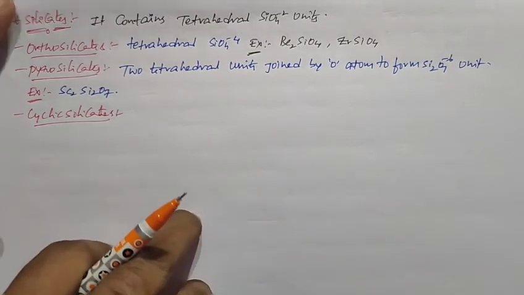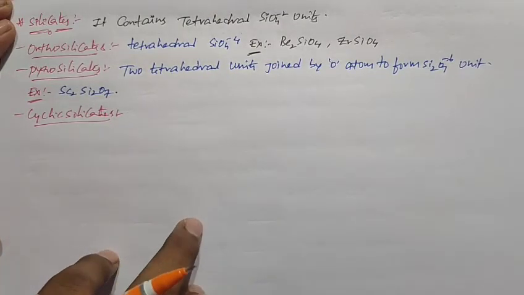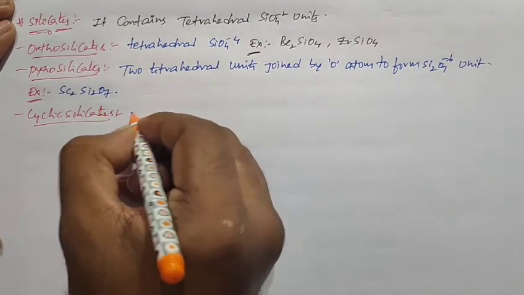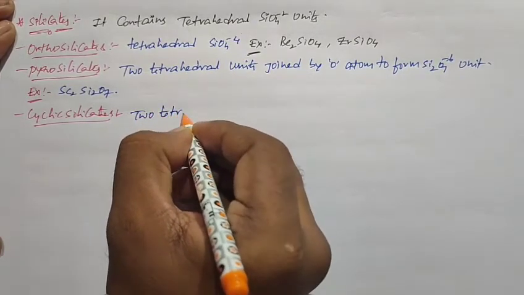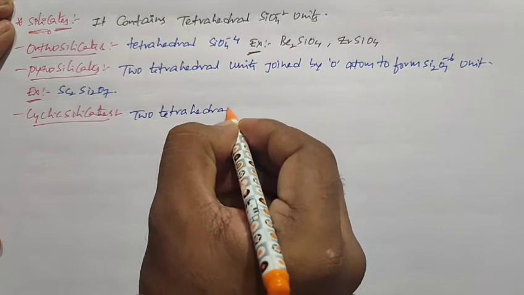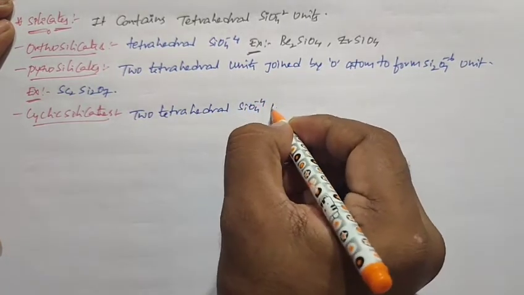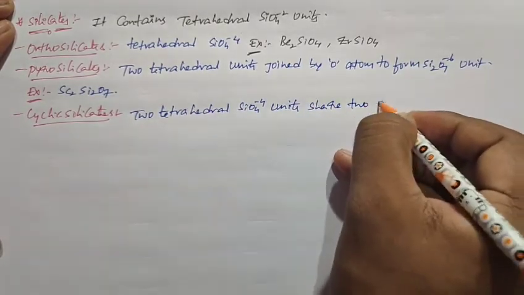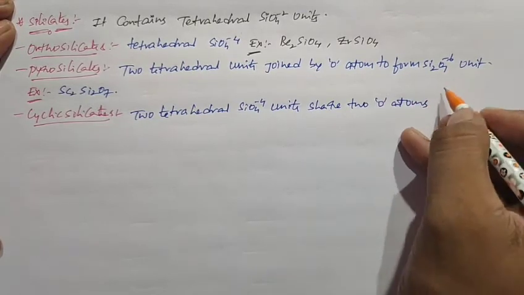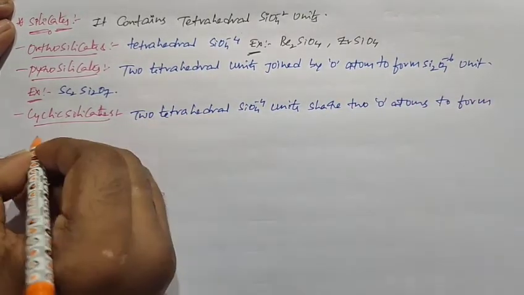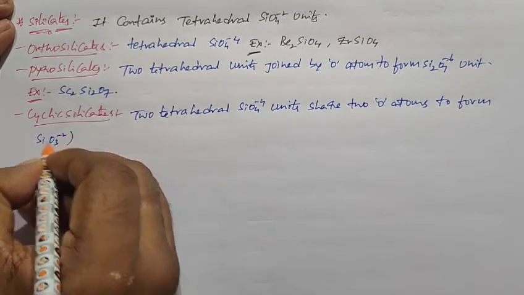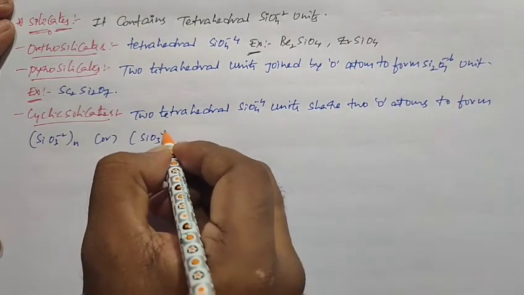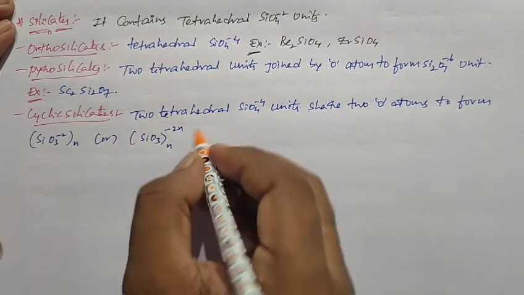Next type is cyclic silicates. These cyclic silicates are formed when two tetrahedral SiO4 4- units share two oxygen atoms to form (SiO3)n 2n- units.